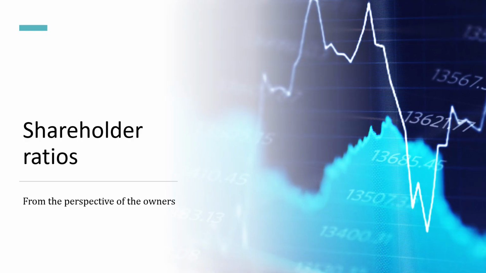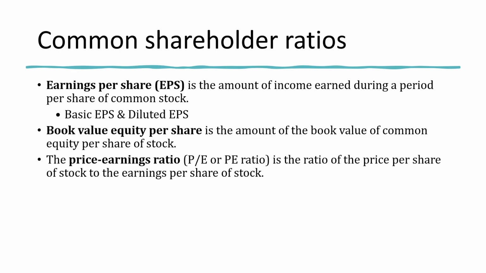Now we'll take a look at shareholder ratios, and shareholder ratios are from the perspective of the owners. And these are ones that you see quite a bit quoted in financial news about a company. You often hear about earnings per share, EPS. That's talking about how much income is earned during the period per share of common stock. Now this would be a number like $2.50 or $1.50. Could also be negative if there's a loss.